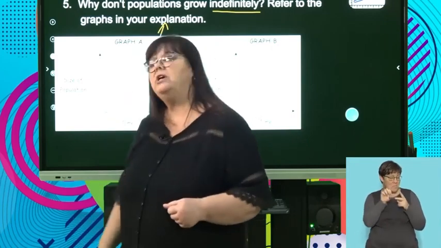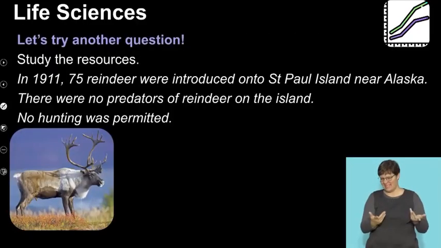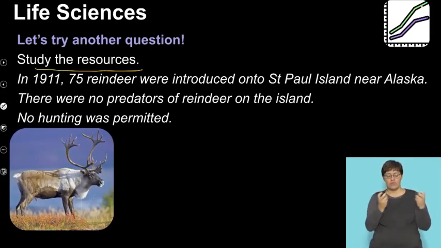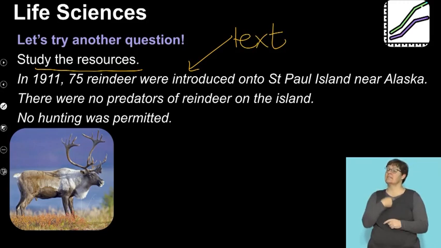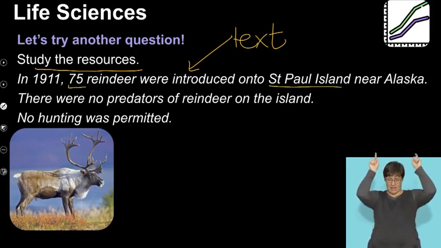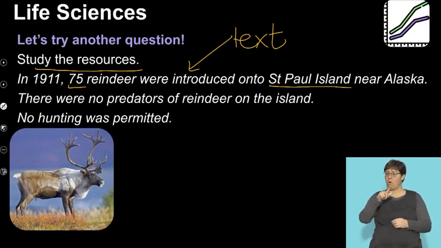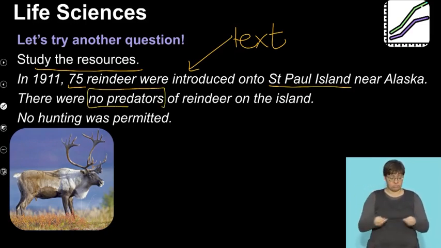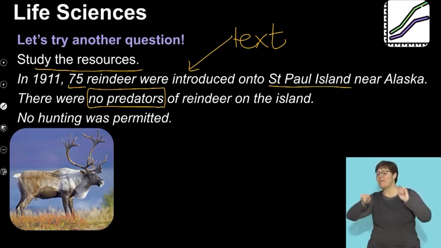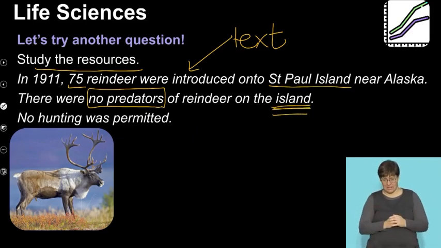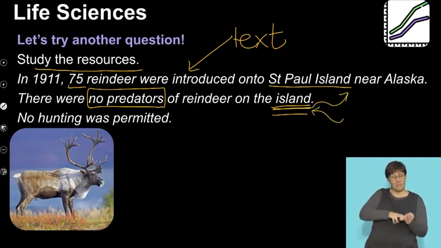I hope you found those questions fairly simple. So let's try another question. This is a little more tricky. Study the resources, and we've got a text resource, and the resource says, in 1911, 75 reindeer were introduced onto St. Paul Island near Alaska. There were no predators of the reindeer on the island. That's important. Are we going to be able to have emigration or immigration on an island?